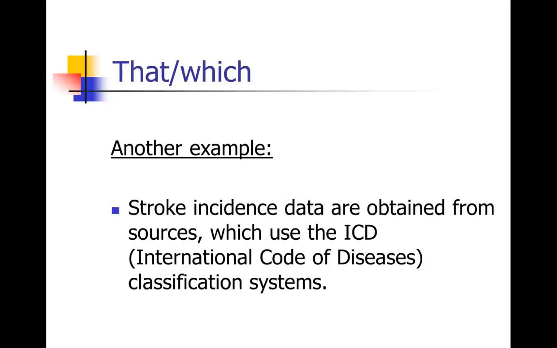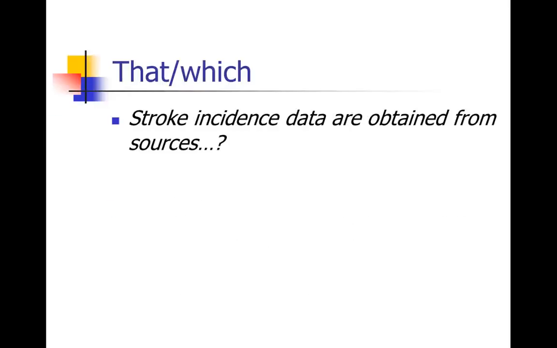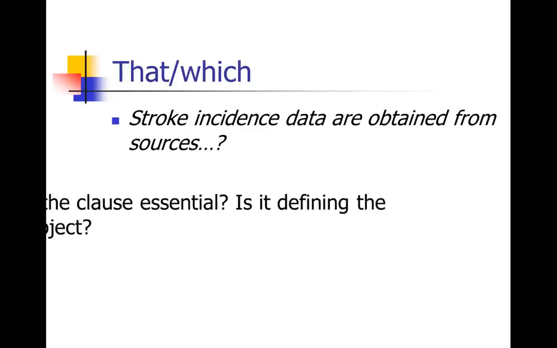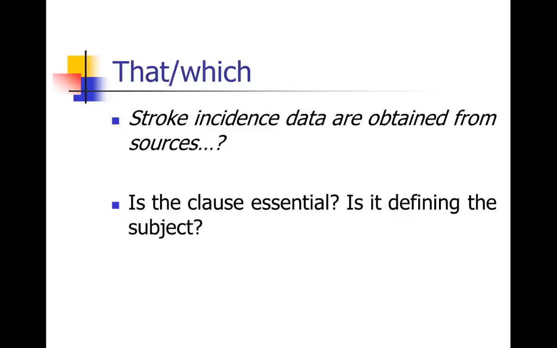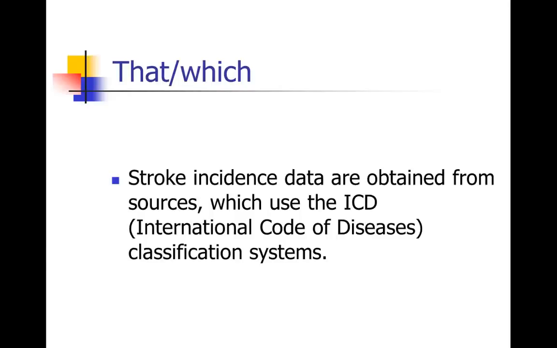One more little example. Stroke incidence data are obtained from sources which use the ICD classification systems. Now notice in the original, this was something I was editing, the authors actually did set it off with a comma, so they thought they needed a which. But you can see when you read that the pause there is funny. There really shouldn't be a pause. This is not extra information. If you just stop the sentence at sources, it's a really funny sentence, right? Would you just say stroke incidence data are obtained from sources? No, we need more information. That information is essential. So that actually should have a that and should not have a comma there. That clause is essential, so use that. So you should say stroke incidence data are obtained from sources that use the ICD classification systems. So watch out for that in your writing.